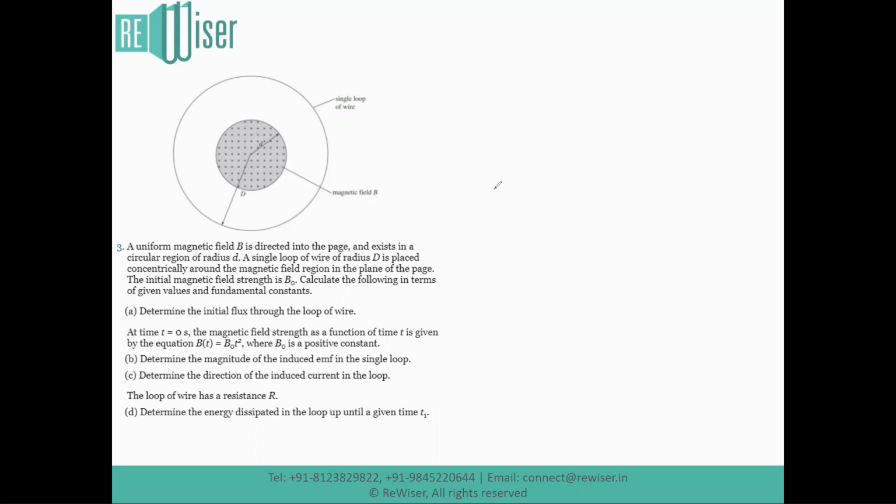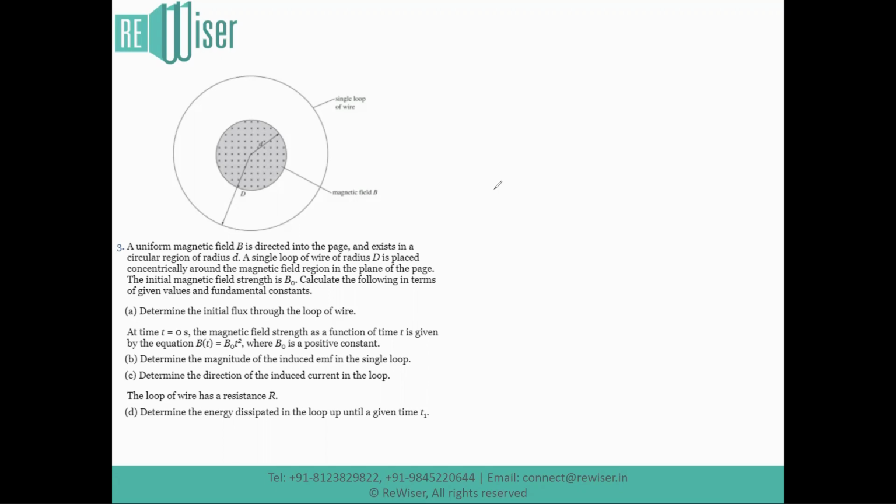A uniform magnetic field B is directed into the page and exists in a circular region of radius d. A single loop of wire of radius capital D is placed concentrically around the magnetic field region in the plane of the page. The initial magnetic field strength is B naught. Calculate the following, in terms of given values and fundamental constants.